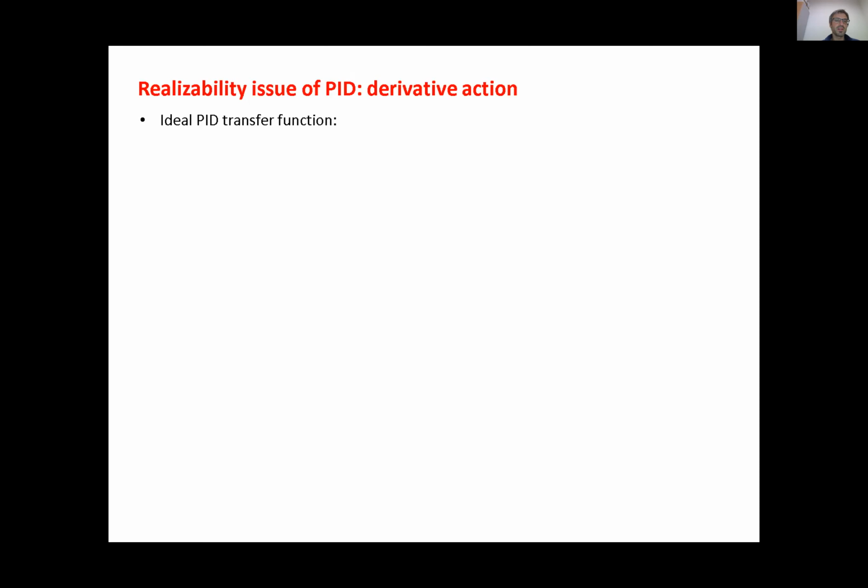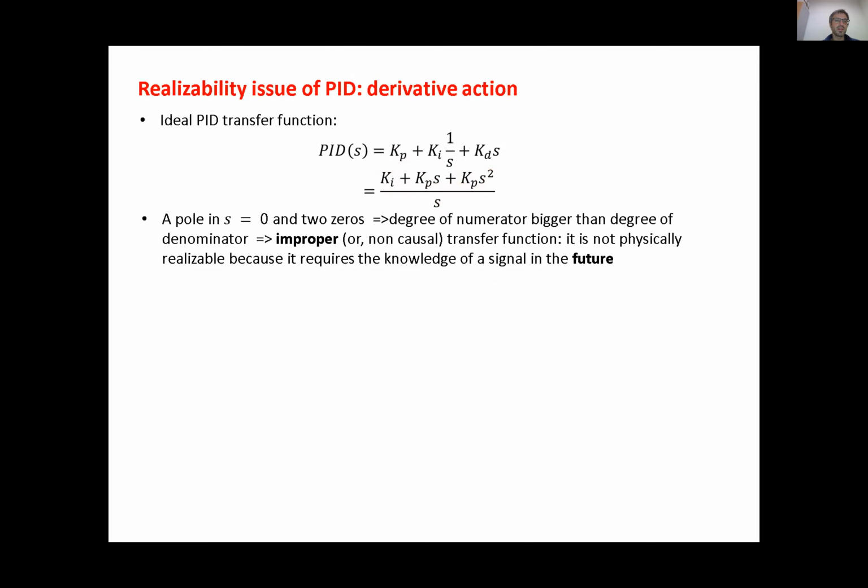So we arrive exactly at the question of Uros, which was about the realizability of the PID. If we look at the transfer function and compute the numerator and denominator, we get 1 pole at the origin and 2 zeros. So the degree of the numerator is 2, which is bigger than the degree of the denominator, which is 1. This means that this transfer function is improper, or non-causal, and it's not physically realizable because it requires the knowledge of a signal in the future.